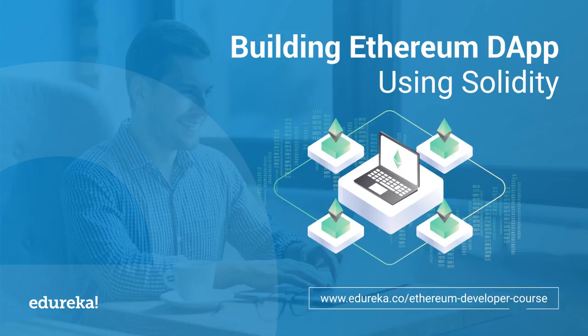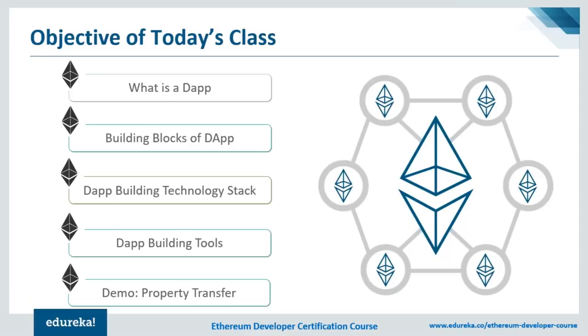So, we'll start our class with a short introduction to decentralized applications. Then we're going to talk about the building blocks of decentralized applications at a very macro level. Next, we'll discuss the various tools and technology stacks for building a decentralized app. Drilling down further, I'll tell you guys about the major decentralized application building tools. Lastly, I have a pretty interesting demo to show you guys, which is a property transfer use case using Ethereum. I hope that gets your attention.